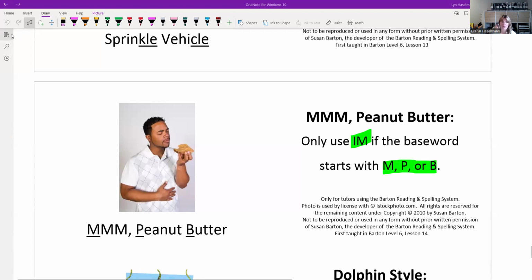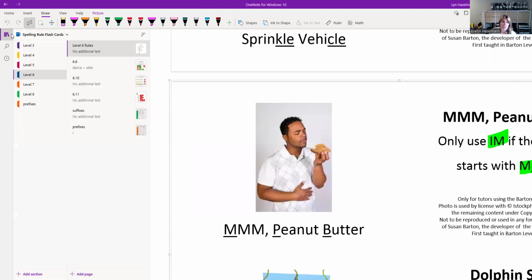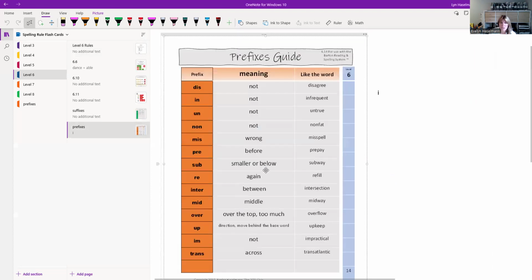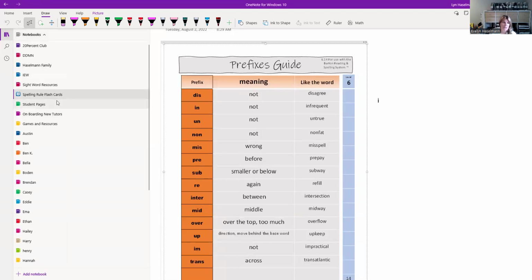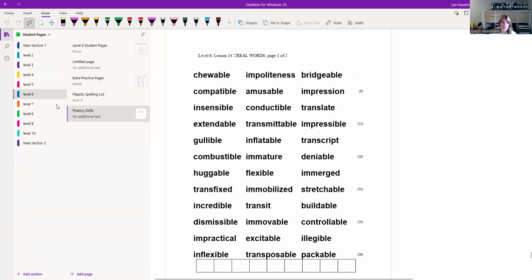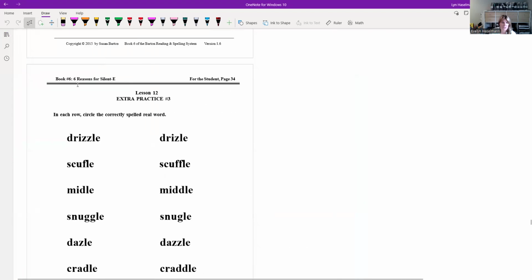Your student also learned the prefix trans, which means across. So if your student is keeping track, they might have made a sheet that looks like this. They can certainly do that, add that to them. The other thing that we did in this section is we did a lot of review, which is what we're going to talk about for the extra practice pages today.